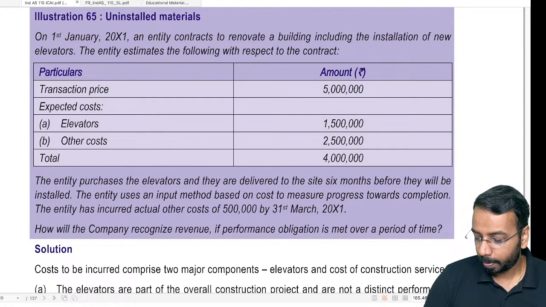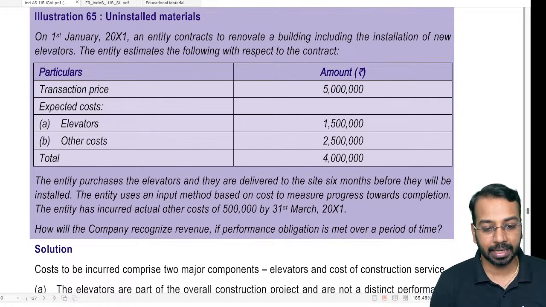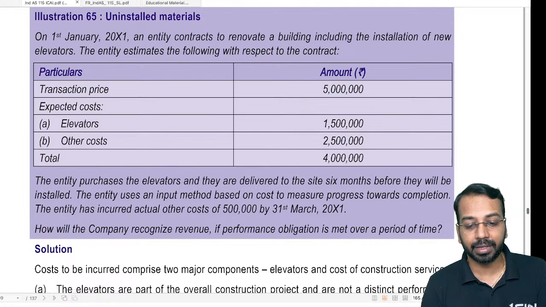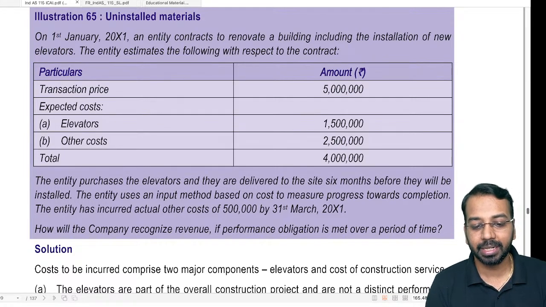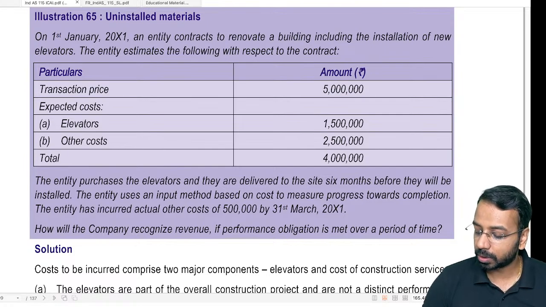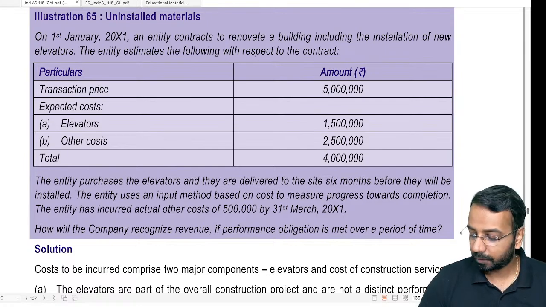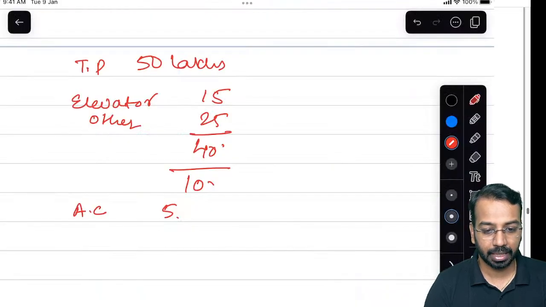Expected cost, elevator 15 lakhs, other cost 25 lakhs. So total cost is 40 lakhs and you are expecting a profit of 10 lakhs. The entity purchases the elevators and they are delivered to the site 6 months before they will be installed, and the entity uses an input method based on cost to measure the progress towards completion. The entity has incurred actual cost of how much? 5 lakhs, right? So this is the summary of the question. I've just noted them here.